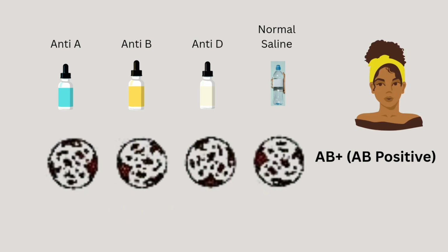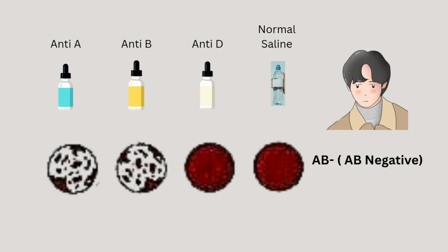Whereas the third person has AB positive blood group because clumping can be seen in all the 3 drops, which were mixed with anti-A, anti-B, and anti-D antibody reagents. The fourth person has AB negative blood group because agglutination can be seen in the first two blood drops, which were mixed with anti-A and anti-B antibody reagents.